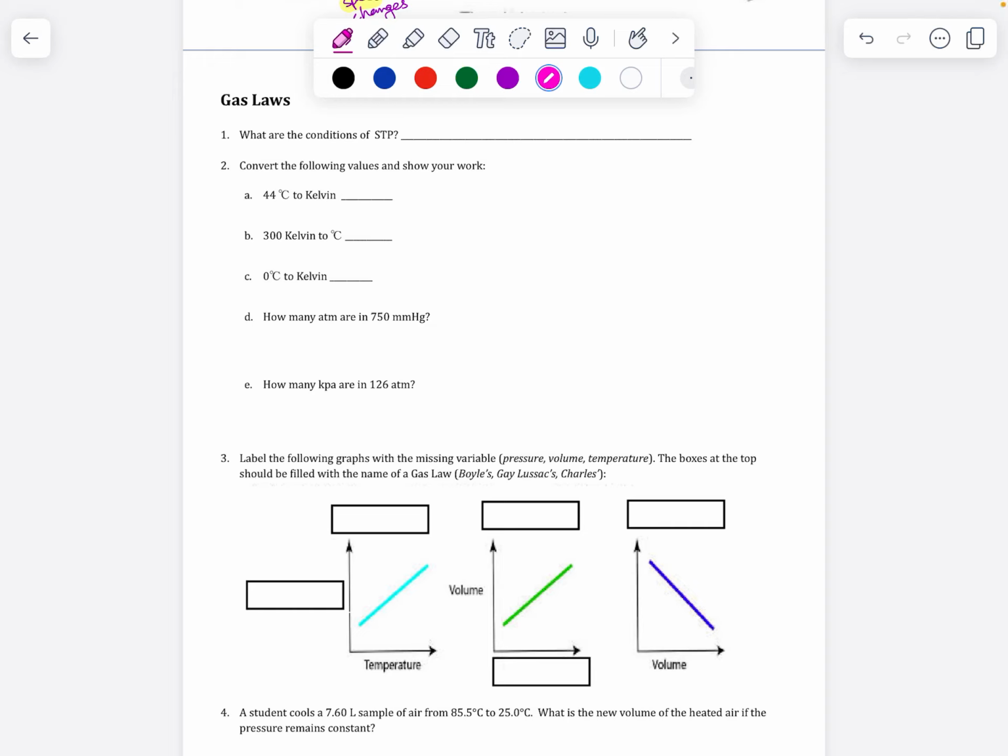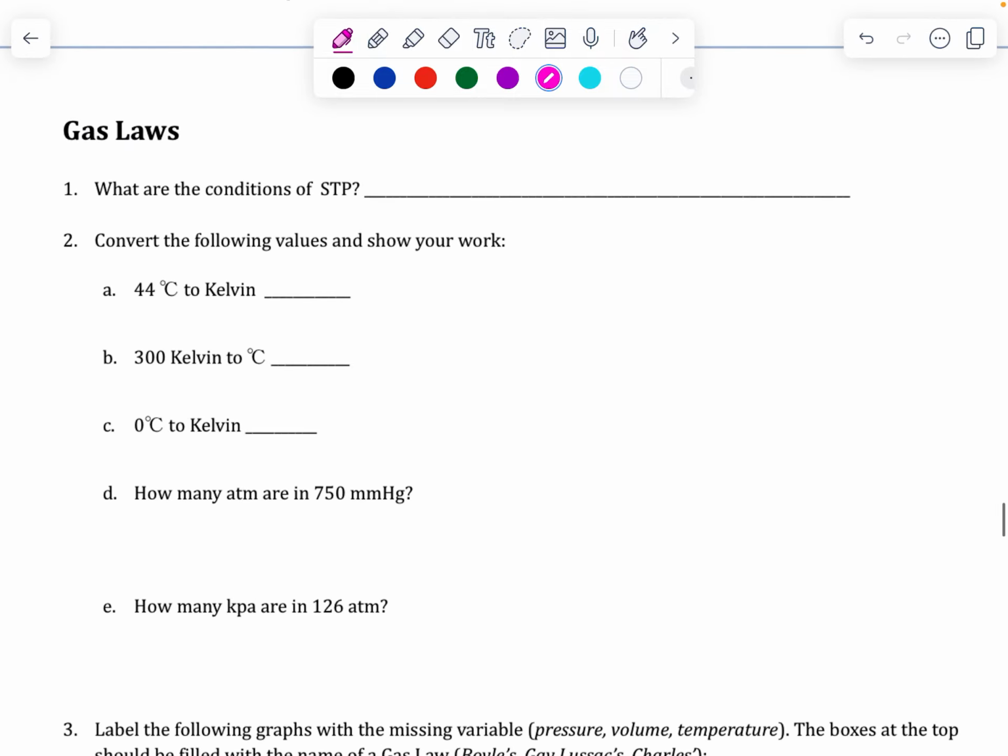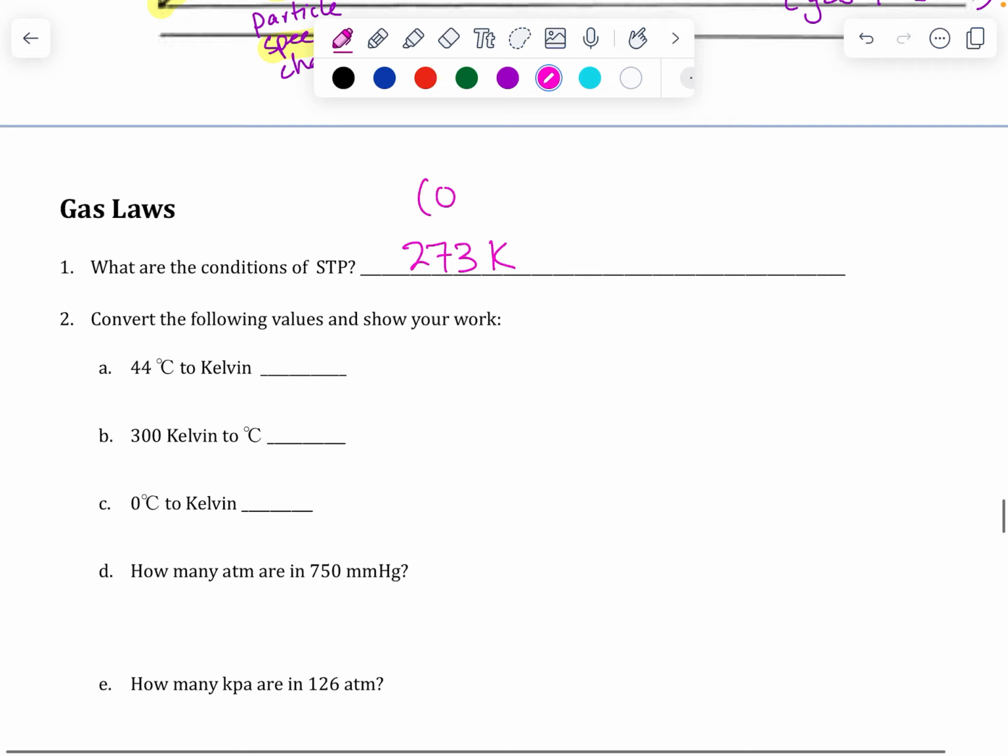All right, gas laws. So, what are the conditions of STP? Remember, STP is standard temperature and pressure. That's how we know that 22.4 liters equals 1 mole of a substance. The standard temperature is 273 Kelvin, which is equivalent to 0 degrees Celsius, right?